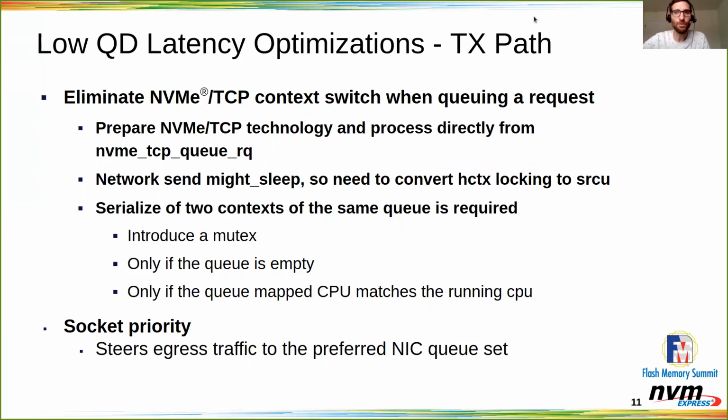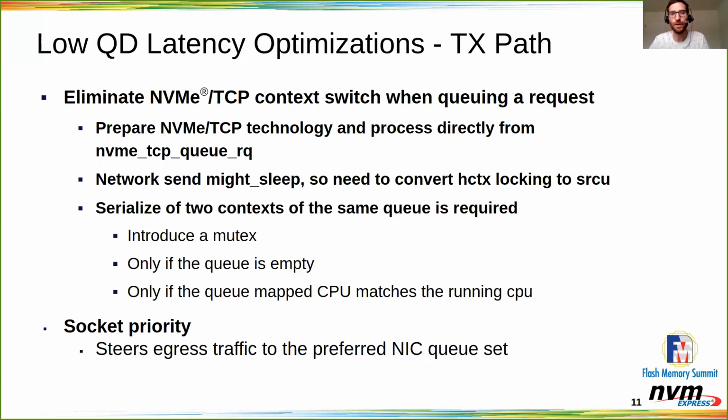Then we'll focus on context switching and what has been done to mitigate that. The goal is on the TX path. As we showed a couple of slides before, once the driver queuing callback, NVMe TCP queue request, gets an I/O, it posts it on its internal queue, and then it triggers a context switch to the I/O context that owns the TCP stream. So we want to eliminate that.